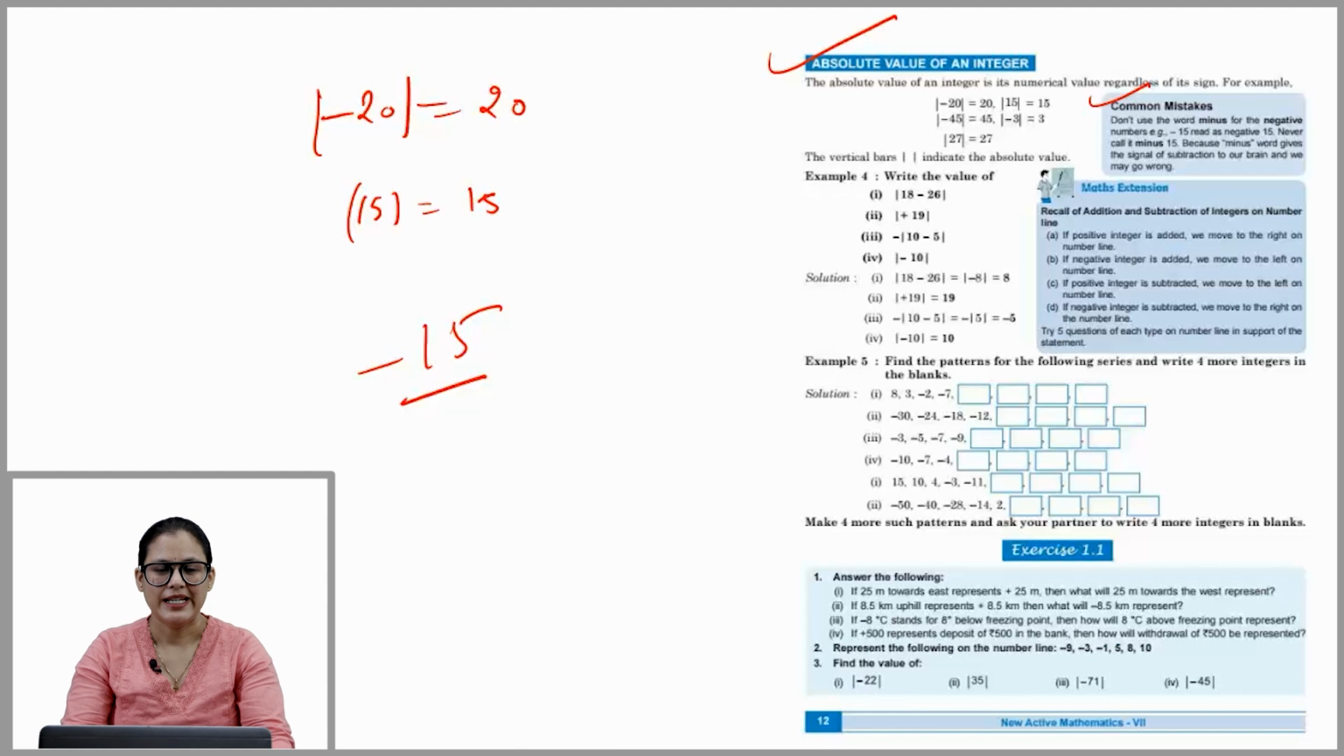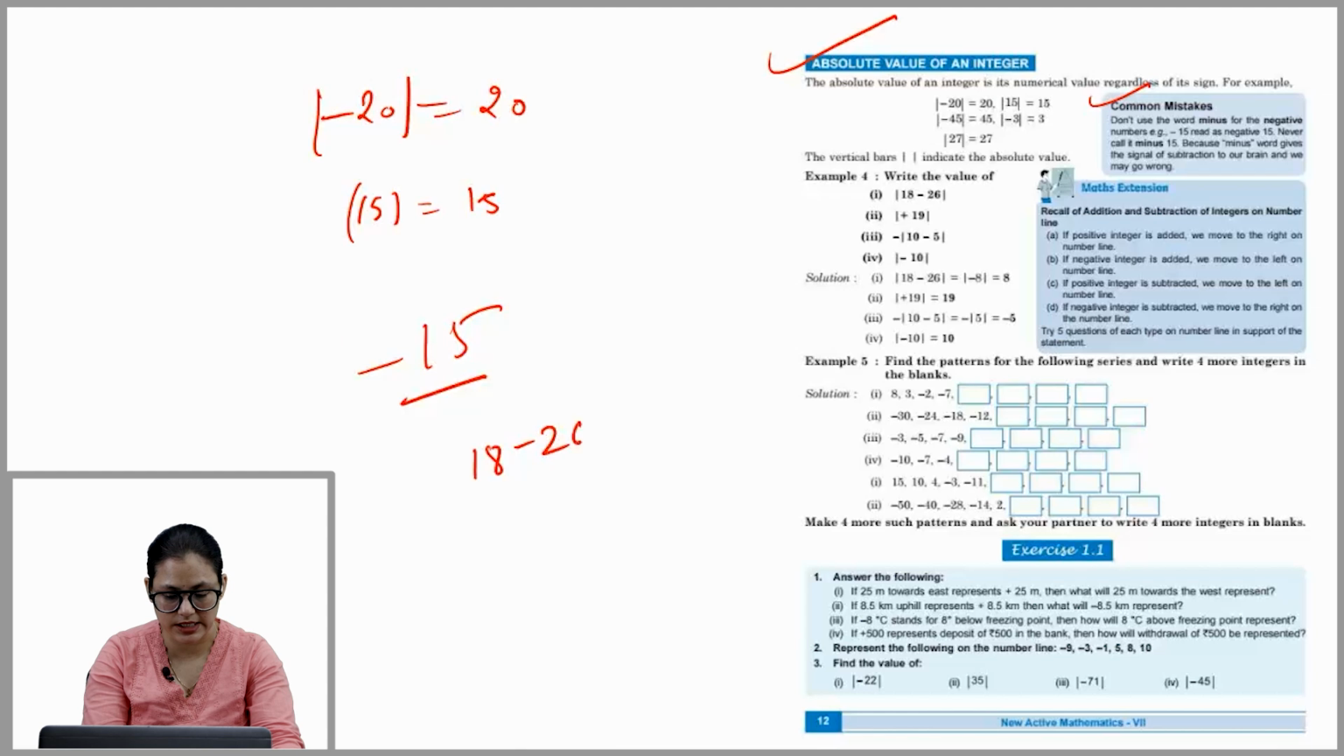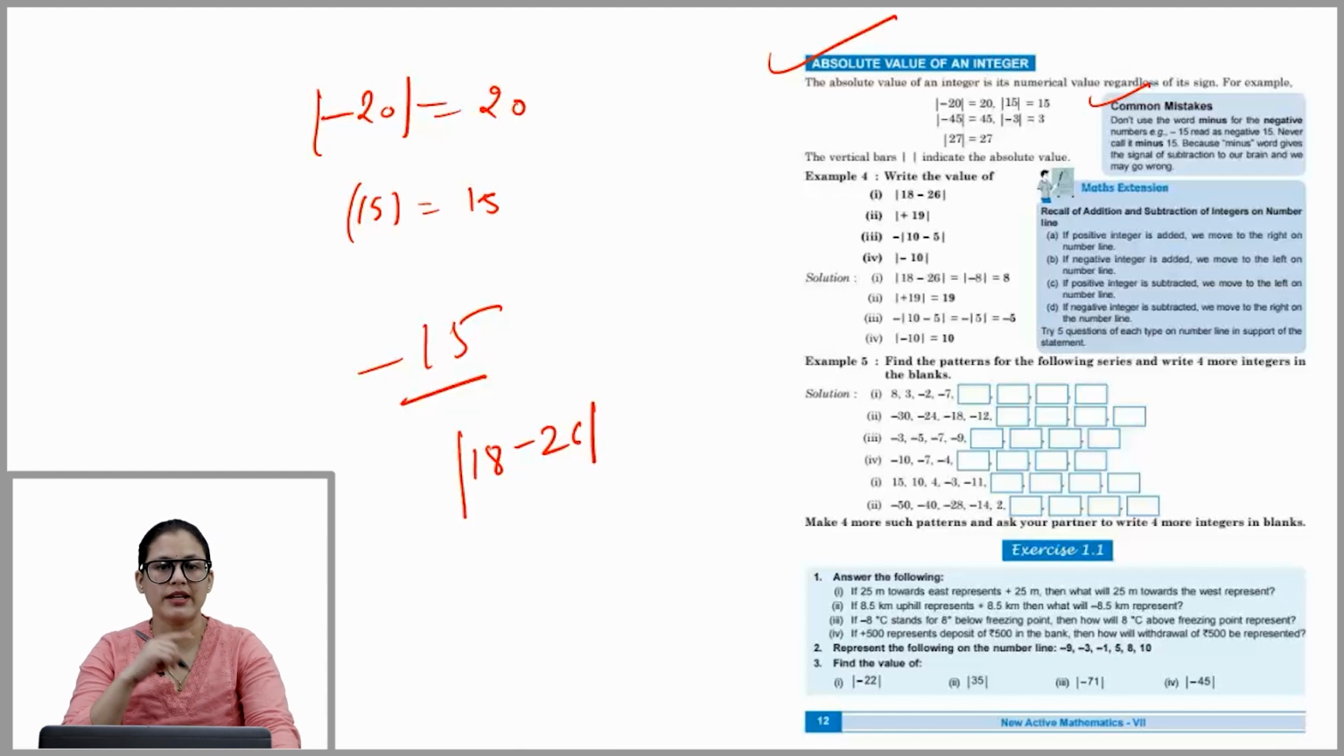Example 4, write the value of 18 minus 26. So first you will subtract 26 from 18. So what will you get? You will get minus 8. And what will be the absolute value? The absolute value will be the number itself. Similarly, you will do other parts also, right?